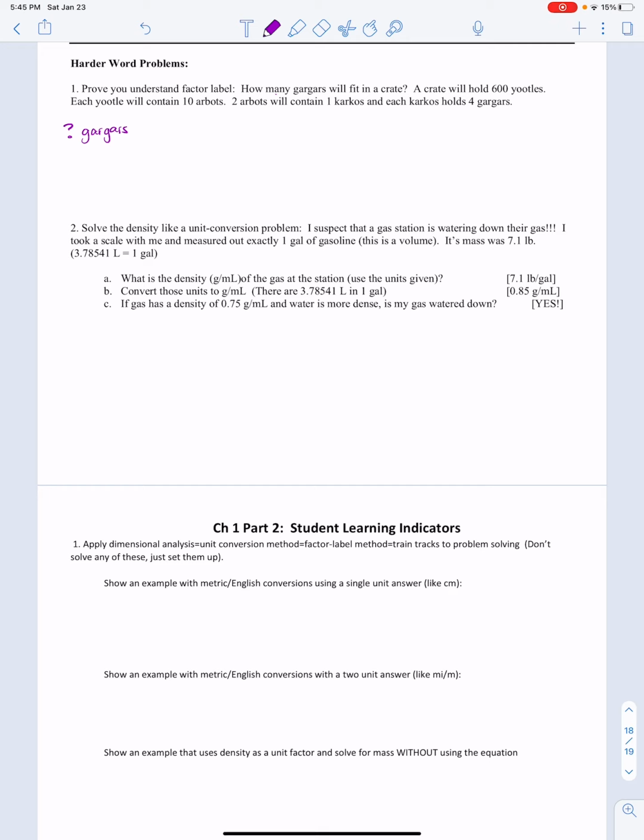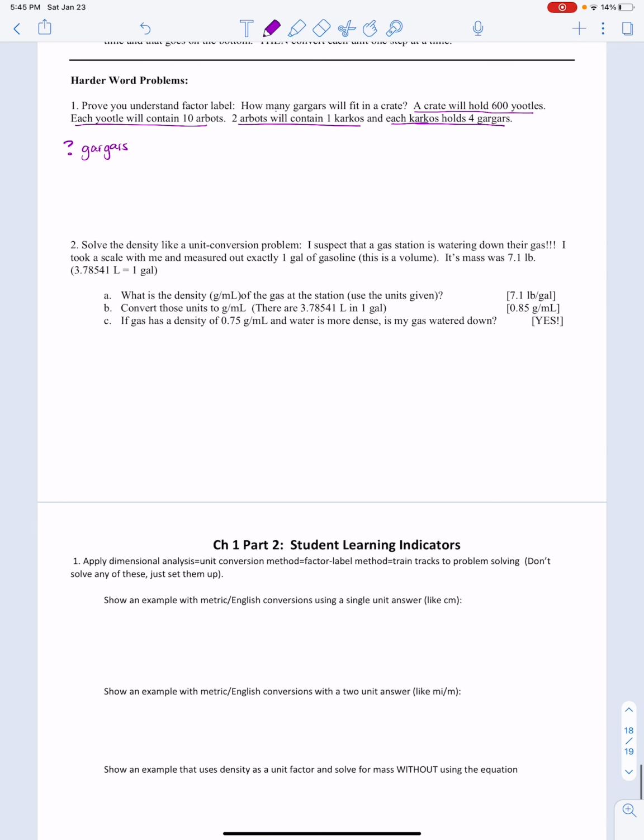What we start with, we'll look over here. It says a crate holds that many udels. Each udel has that many arbots. That many arbots are many carcos, and each carcos holds 4 gar-gars. This is designed this way to remind you of that rule, or that suggestion, about the number 1.